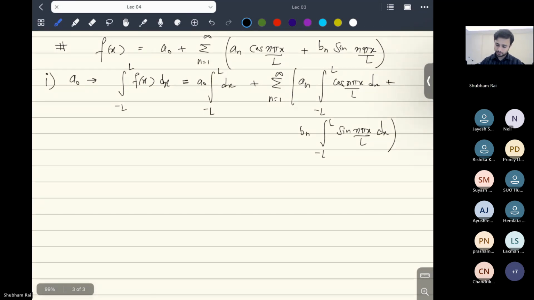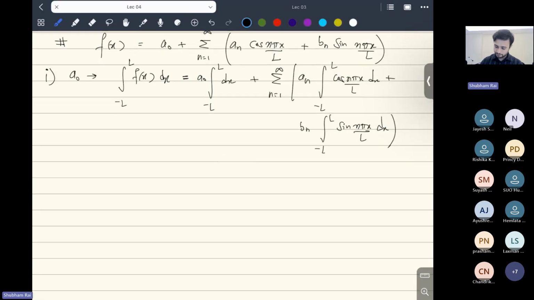So I'm just solving the right hand side. So finally we will get a0, and the integral of dx will be x, integrated from minus L to L, which will give you 2L. So here you will get a0 times 2L. So this expression will be equal to this expression here. Plus, hope you have not forgotten the integration, and it's very easy integration. Fourier series and all those things are not very difficult.